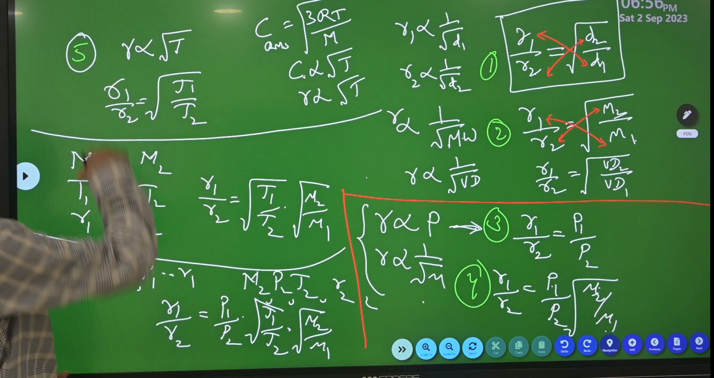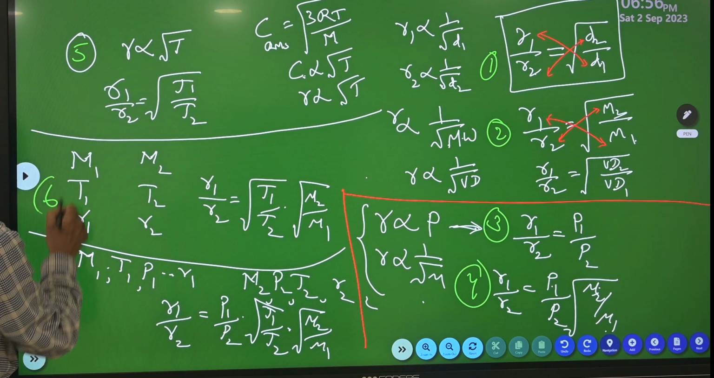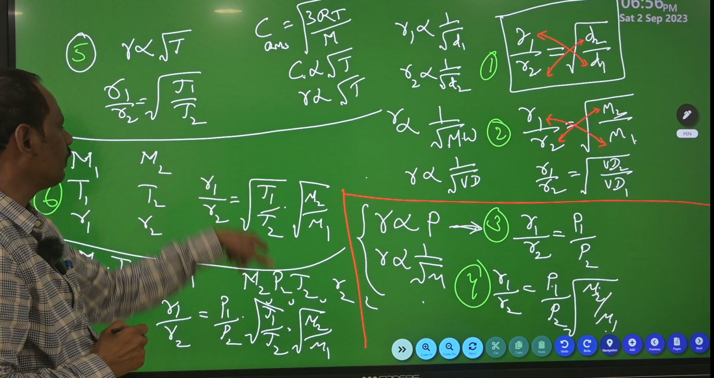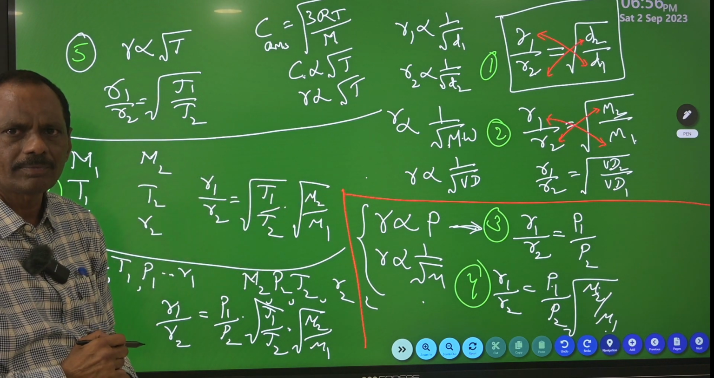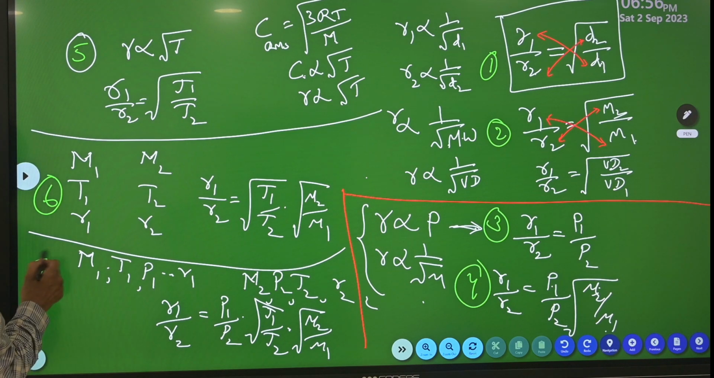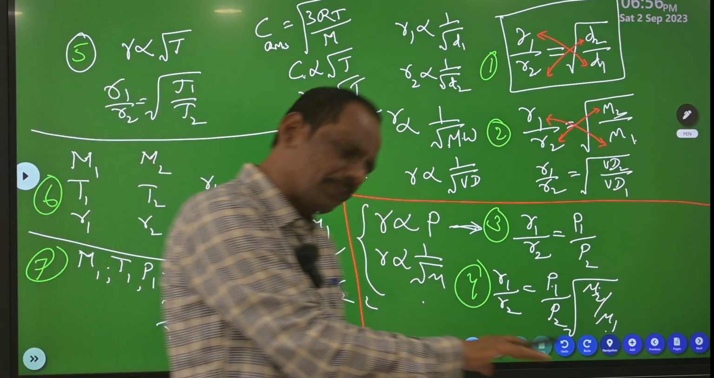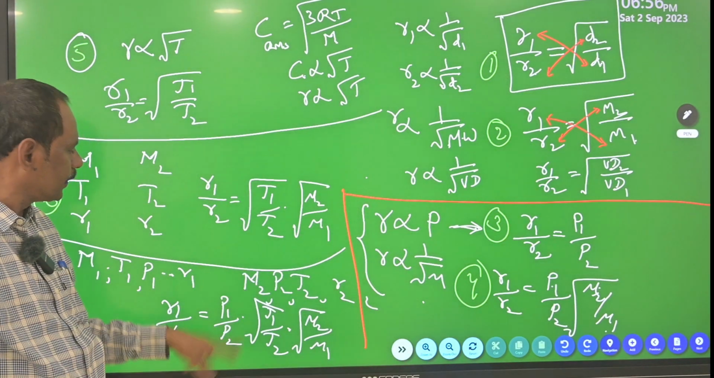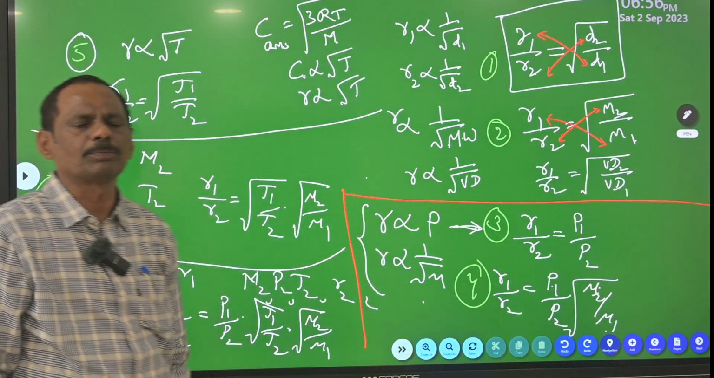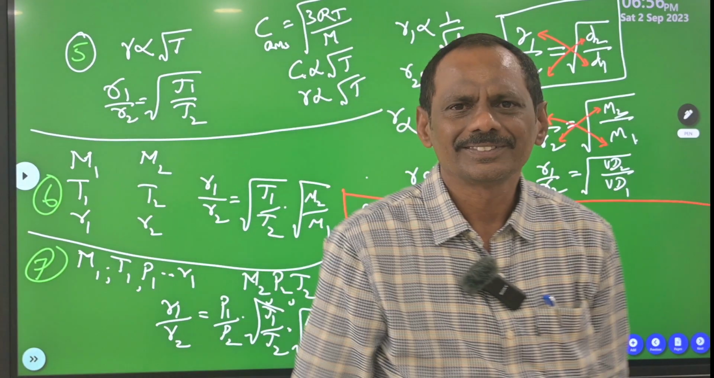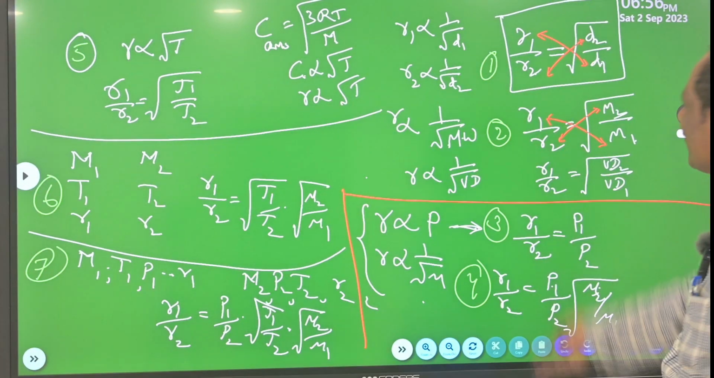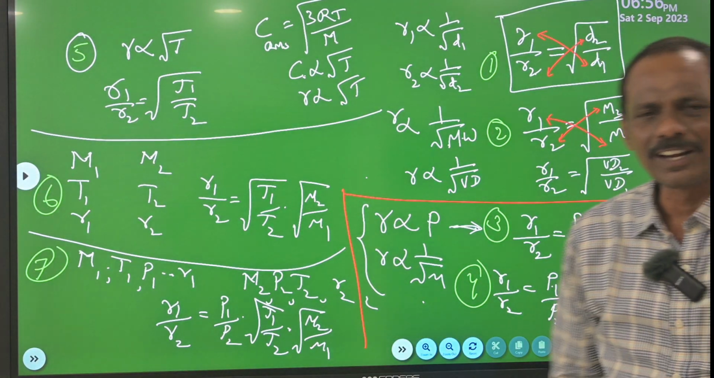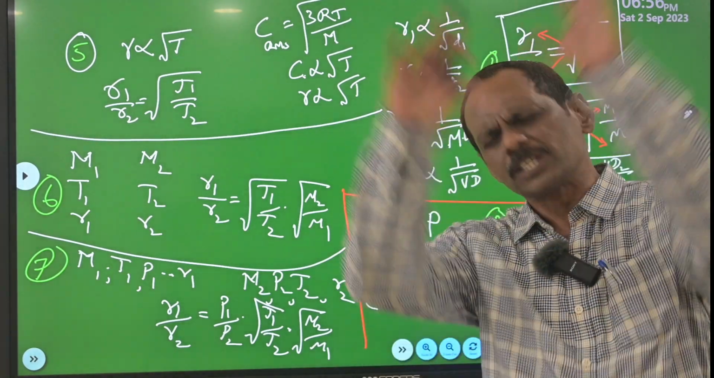Sixth one, if two different gases are taken at two different temperatures, then R1 by R2 is equal to root of T1 by T2 into root of M2 by M1. Seventh one, if two different gases are taken at two different pressures and two different temperatures, then R1 by R2 is equal to P1 by P2 into root of T1 by T2 into root of M2 by M1. That is all about Graham's law and the possible formulae.